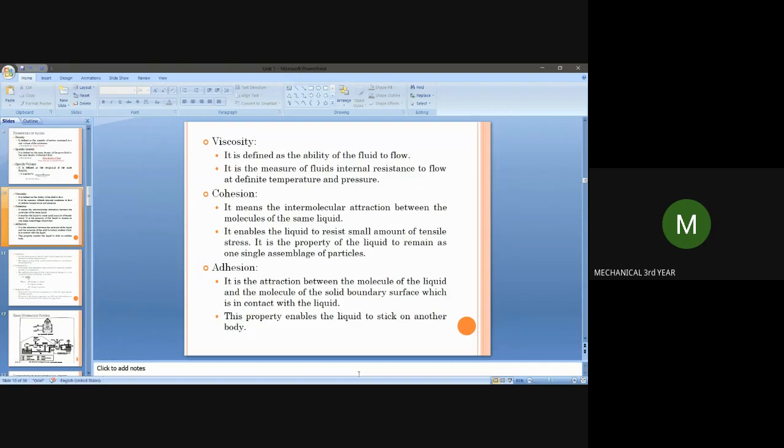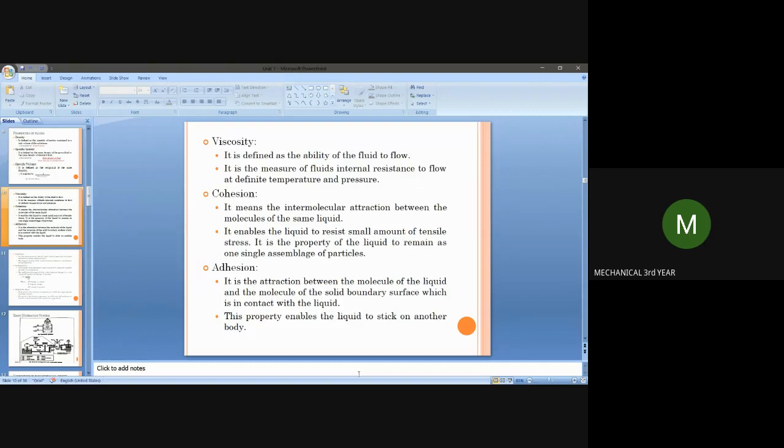Okay, so once you push those droplets with the help of your hand or something, what happens is they combine all together into a single molecule. That particular property is said to be cohesion. It enables the liquid to resist a small amount of tensile stress.